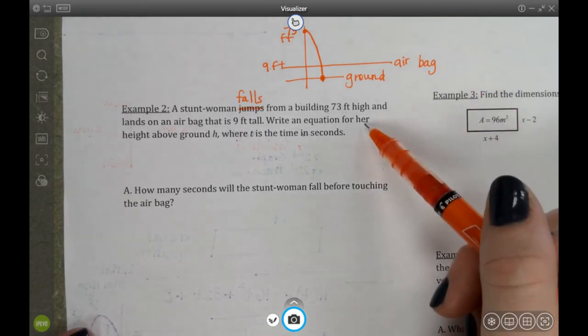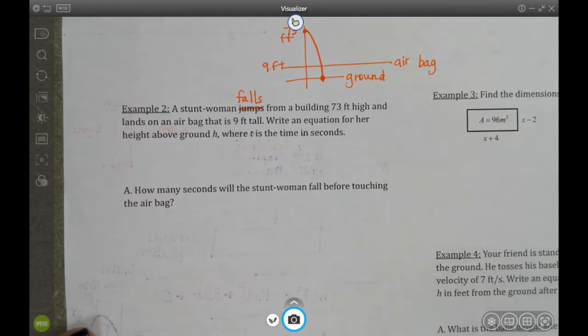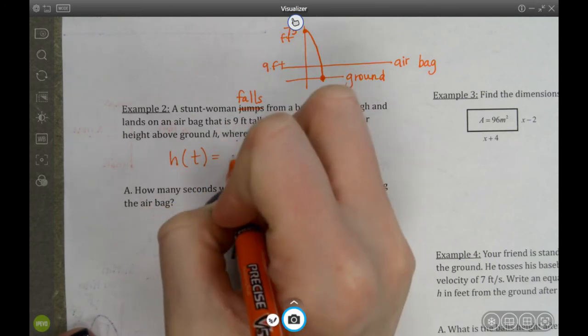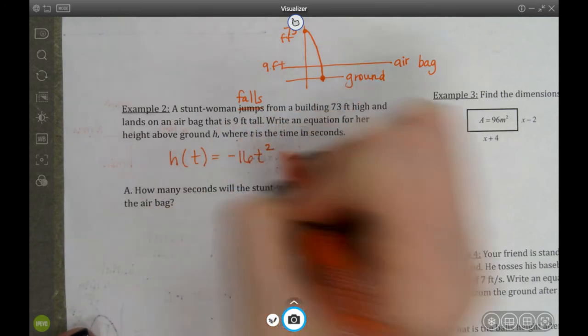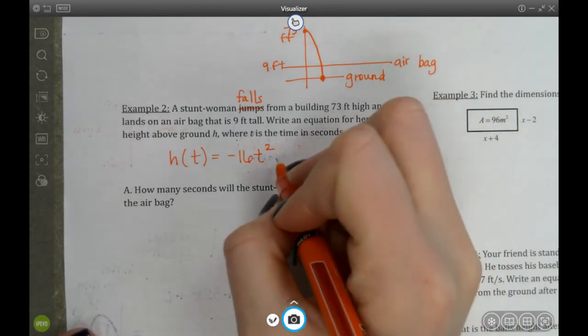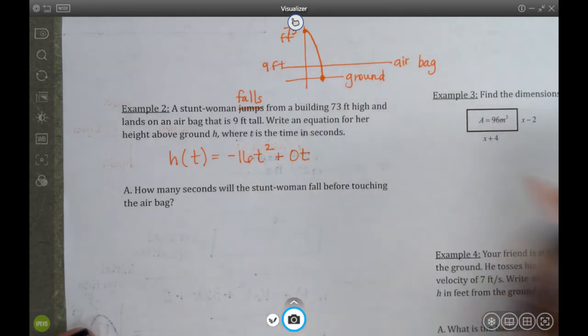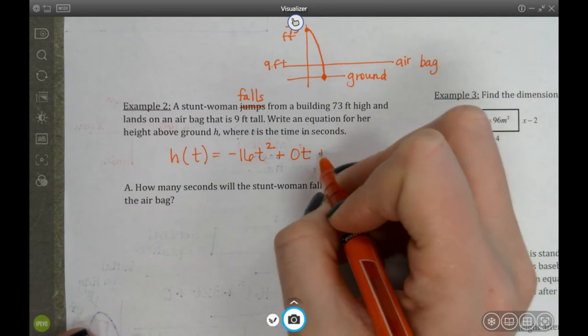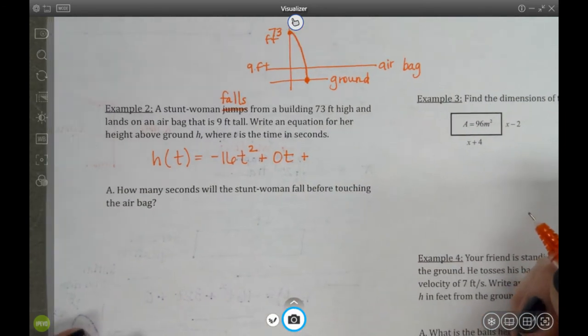So if I'm going to write an equation for her height above ground, I'm going to use that general equation we had on the other side of this page. So h of t equals negative 16t squared. Do I have an initial vertical velocity if she's just falling? Nope, I don't. If she were jumping, then she would have one, but if she's just falling, I don't have an initial vertical velocity. So her velocity is 0. Again, if it's 0, you don't have to write it. And then what's her initial height? 73.